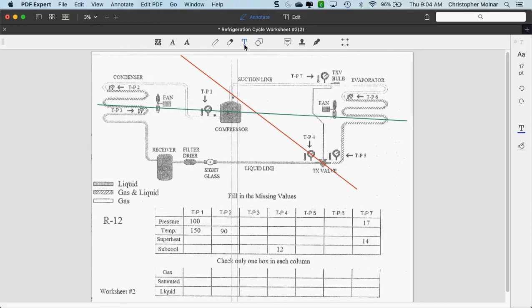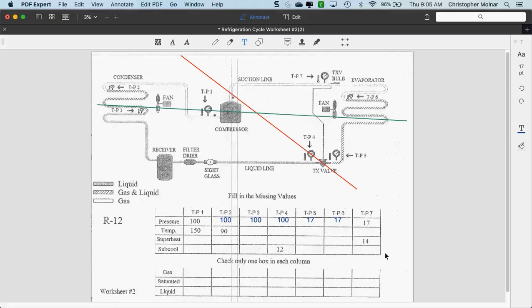So if I'm taking a look at the pressures, TP2, TP3, TP4, what's going to be my pressure in all of those? 100. Yep, it's on the same side of the compressor and the metering device. TP5 and TP6, what's going to be my pressures? 17. Yep. Why? Because the pressure stays the same, right?